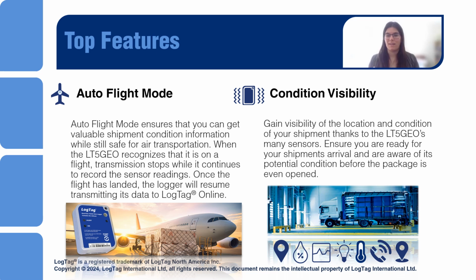The point of auto flight mode is that as soon as it triggers that it is on an airplane, the airplane is taking off, it's going to turn off all of its cellular technology so it is safe for that flight. As soon as it recognizes that the plane is then landing, it then starts that cellular technology again. That entire time it is still going to be recording the condition elements so that you still have all of that data, and as soon as that cellular technology is turned on again, then it is going to be able to start uploading those to LogTag Online.